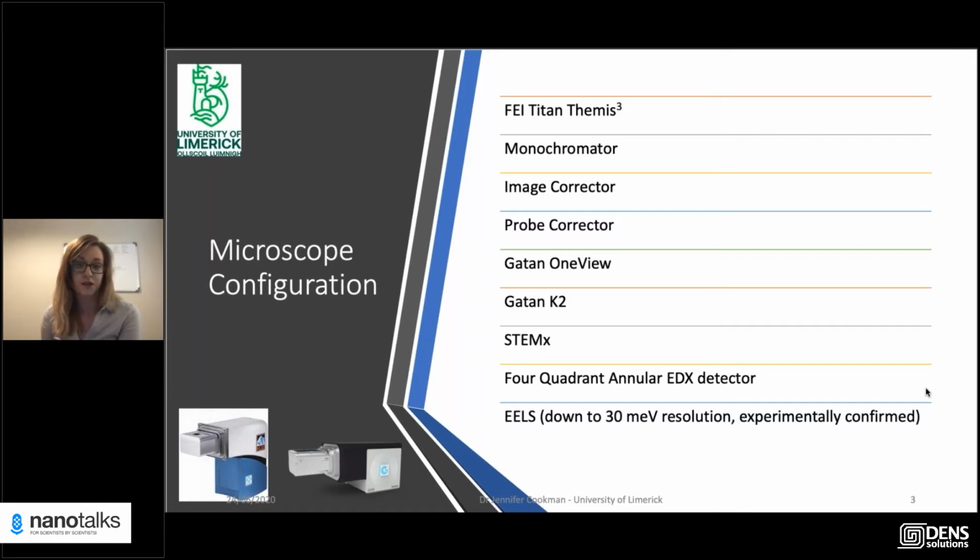It's got a monochromator, image corrector, probe corrector. We've got 2 cameras on it, which is great. We have the One View, which allows us to take amazing resolution videos and quite fast videos as well. And then also the Gatan K2, which is a direct electron detector. And for these kind of experiments, it is very important to quantify the amount of electrons hitting the sample, and this is where that detector comes in very handy.